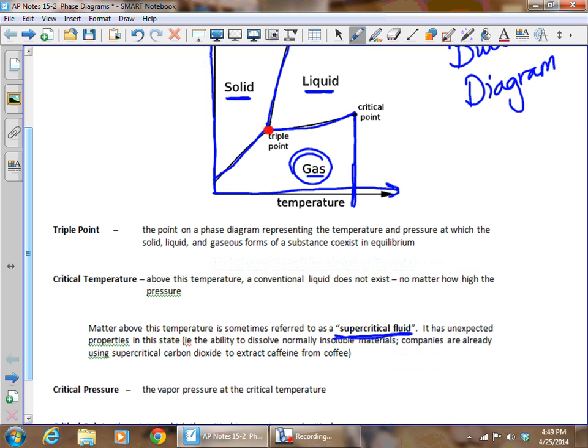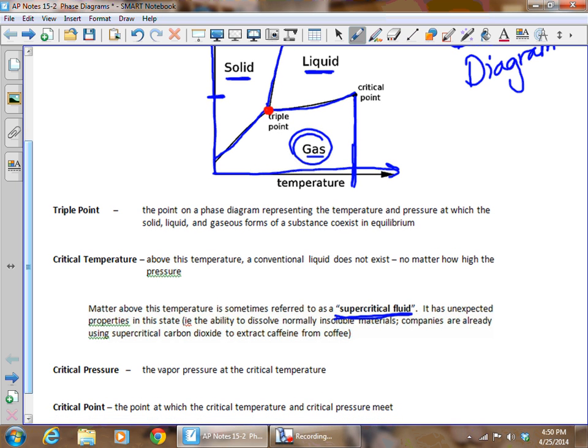We also have something called the critical pressure, which is the pressure at the critical temperature. And then we have what's referred to as the critical point, and that's where those two meet. Again, I'm not saying this very well at this point, but the point where the critical temperature and the critical pressure meet is the critical point.